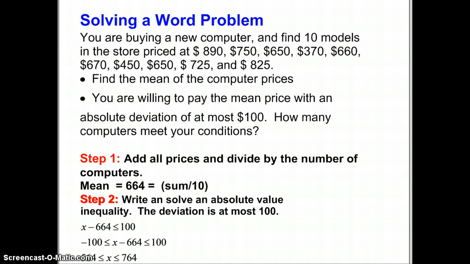When I add 664 to each side of this inequality, I get 564 is less than or equal to x is less than or equal to 764. In other words, I'm willing to spend $764 or $564 or anywhere in between that meets my criteria of leaving the mean by 100. In other words, my absolute deviation, the amount I'm willing to change from the mean, is just 100.